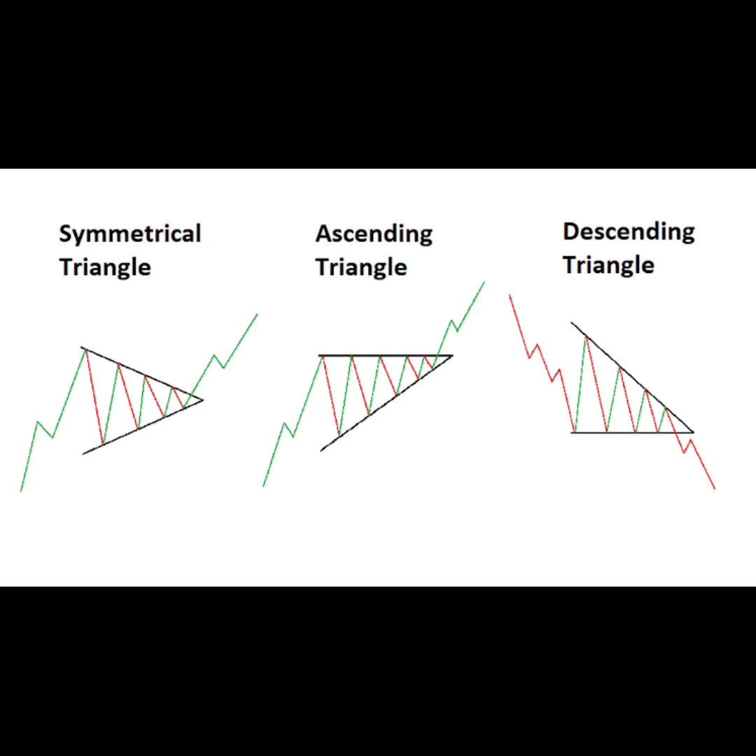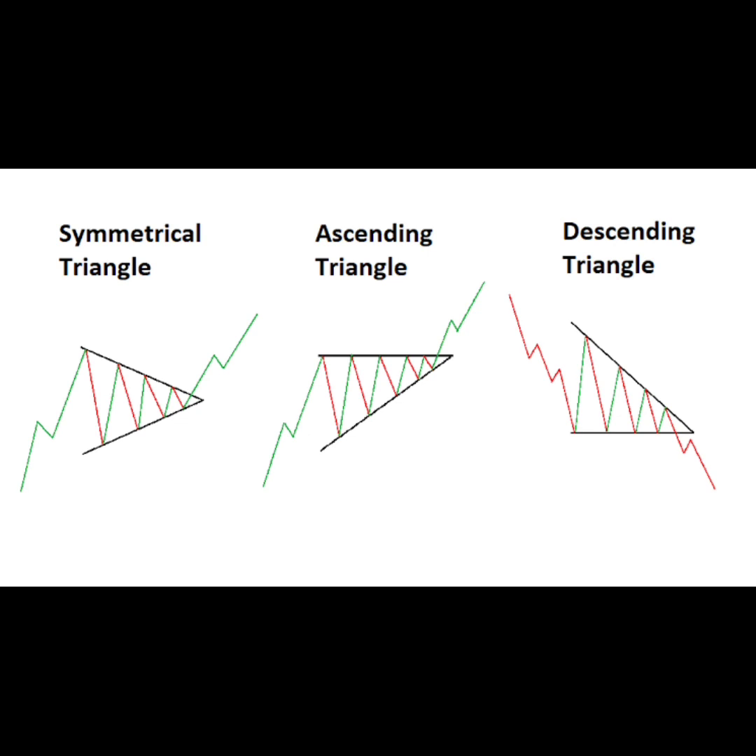All right. But in the ascending triangle, we have more buyers because we are forming higher highs. You can see we have a horizontal resistance line on the ascending triangle, and of course we have a slanting support line, telling you that buyers are more active in the market.